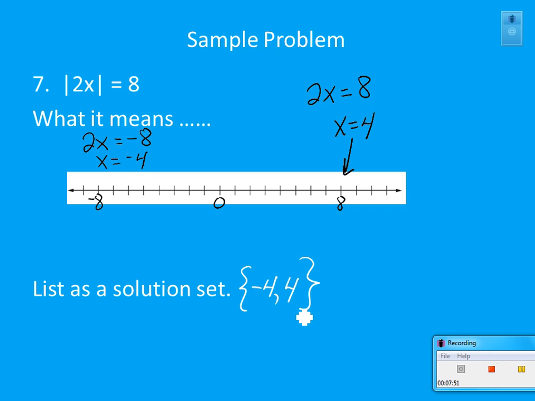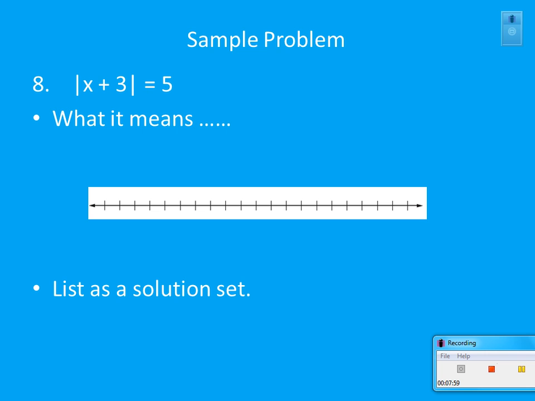So, Mr. Harris, the answers will always be the same, just opposites? The answer to that question is no. The next one's going to be a little bit different. So here's your number 8. And then I'll talk more mathematically about it.